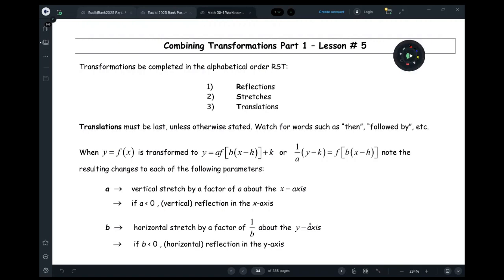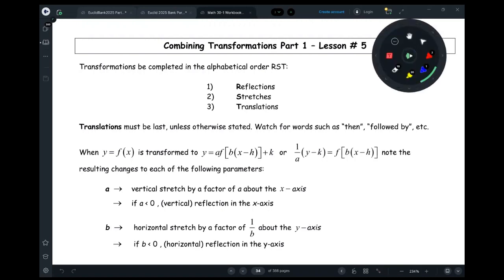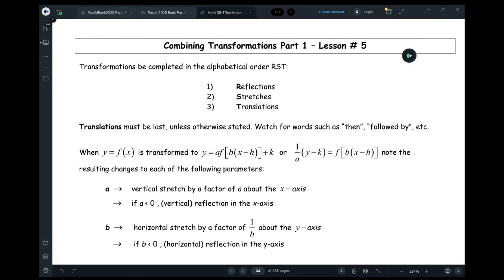All right, hi everybody. So in this lesson today, what we're going to take a look at is putting transformations together. And we're going to do this in two lessons. This is just going to be part one. So now we're going to take a look at expressions, functions, equations, graphs, and whatever, where we're going to have multiple transformations that have taken place.